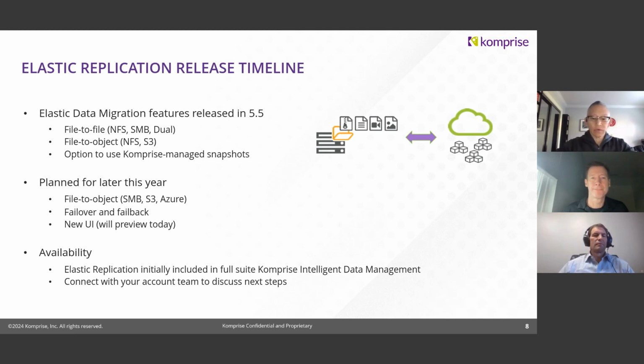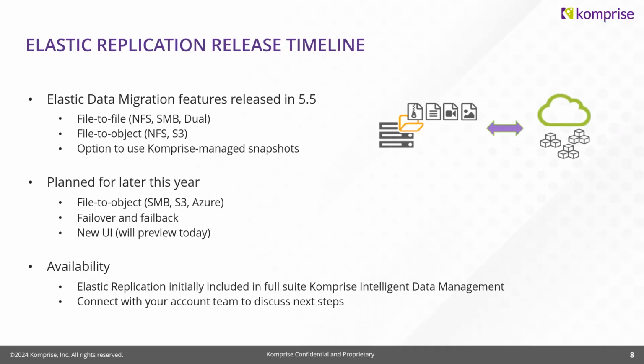Right. So just a quick word before I show what's coming in the future. What we have today is our Elastic Data Migration Engine that always does file-to-file migration and replication, but now can do file-to-object, NFS to S3. That is available today, also with snapshots on the source. Komprise will manage snapshots on your source file servers, and that way you can get a point-in-time copy on your destination, whether it's file or S3. So that exists today. You can get started.